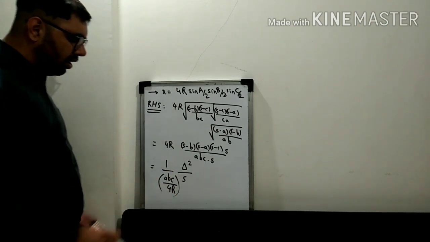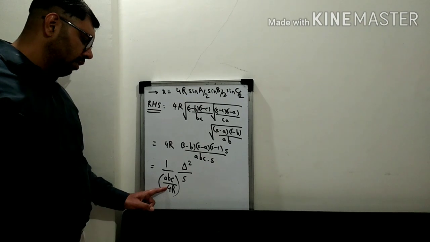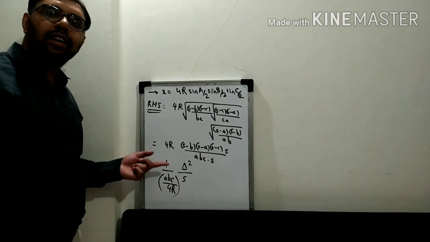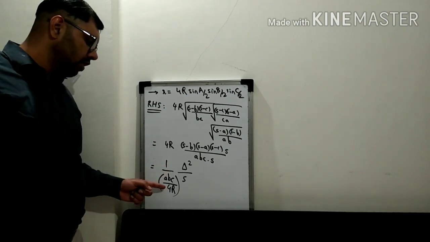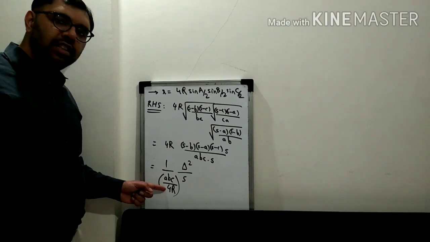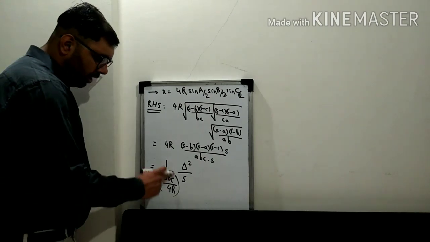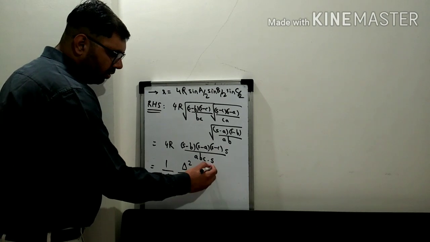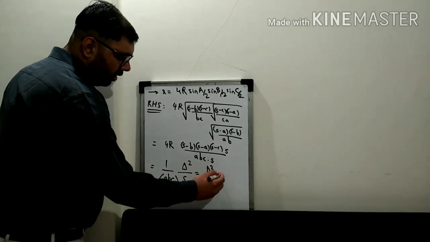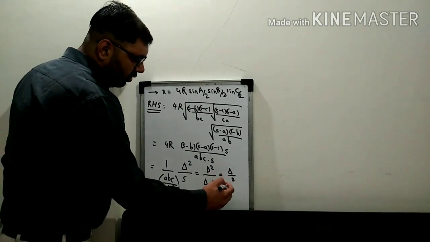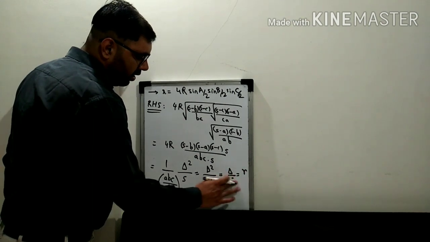Now abc by 4r is nothing but the area of the triangle, because I have already explained that we can write area in terms of capital R also. So if we write area in terms of capital R, delta is nothing but abc by 4R. So in place of this we can write delta, so this becomes delta square by delta into s. Delta will get cancelled out, so it will become delta by s, which is nothing but r.